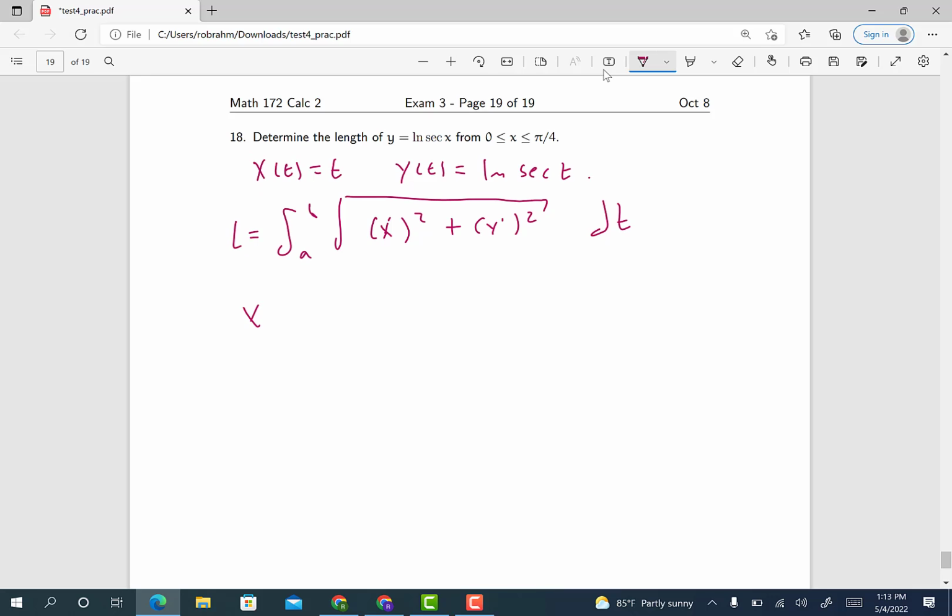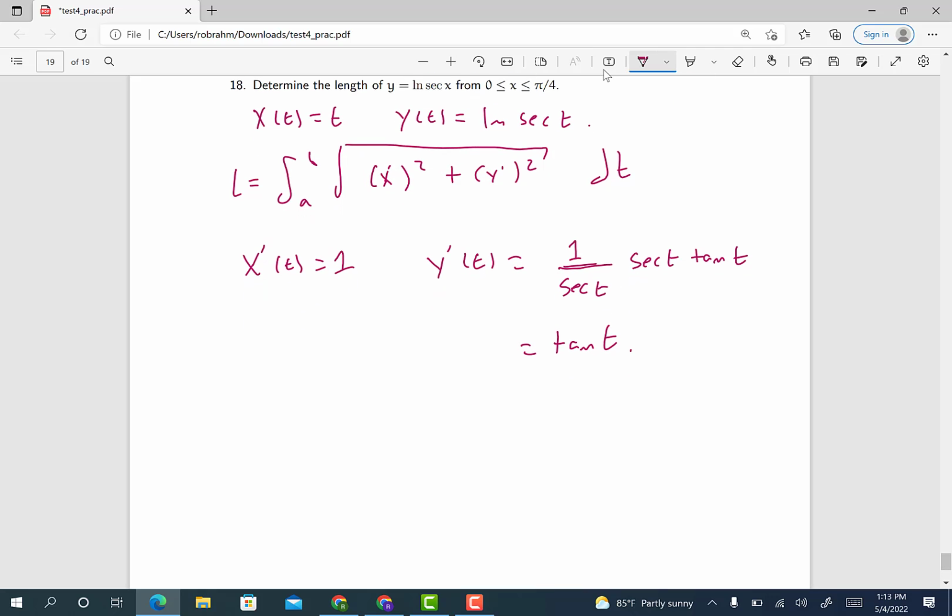Well, x prime is pretty easy. X prime of t is equal to 1. Y prime is going to be a little bit trickier. Y prime of t, we're going to use a chain rule. It's going to be 1 over secant t. Now I have to multiply by the derivative of secant t, which is secant t tangent t. And the reason you have to multiply by the derivative of secant is because you're doing the chain rule. And so this is just tangent.